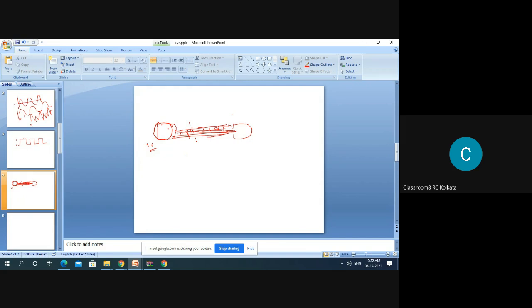Serial transmission data speed is slow, whereas in parallel transmission data speed is fast. Serial transmission is used over long distances, whereas parallel transmission is used over short distances. Serial transmission is simple, parallel transmission is relatively complex. Serial transmission is also of two types: one is synchronous and another is asynchronous.